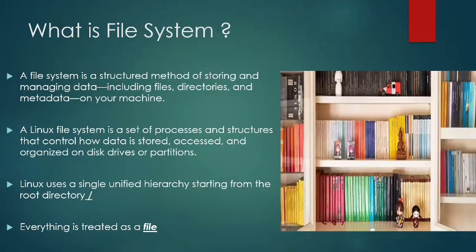A file system is a structured method of storing and managing data, including files, directories, and metadata on your machine. Think of it like a library. If thousands of books were scattered around, finding one would be hard. But in an organized structure with labeled shelves, locating a book becomes easy. In the same way, the Linux file system is a set of processes and structures that control how data is stored, accessed, and organized on disk drives or partitions.